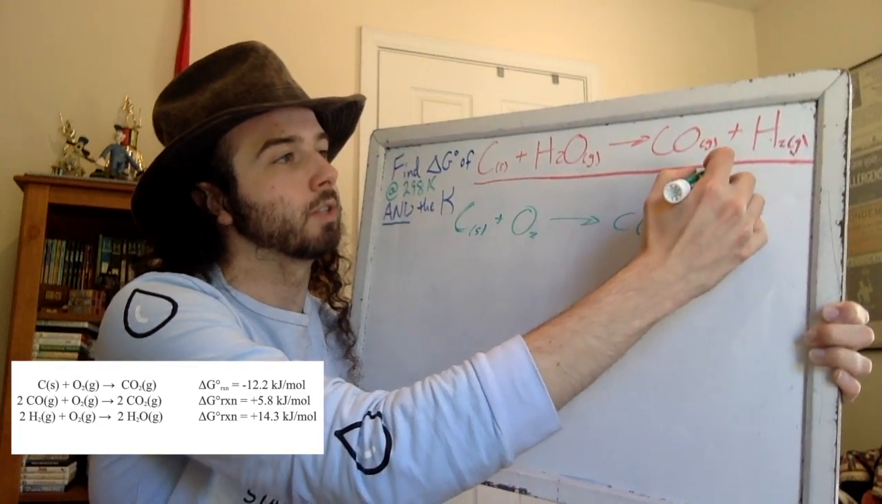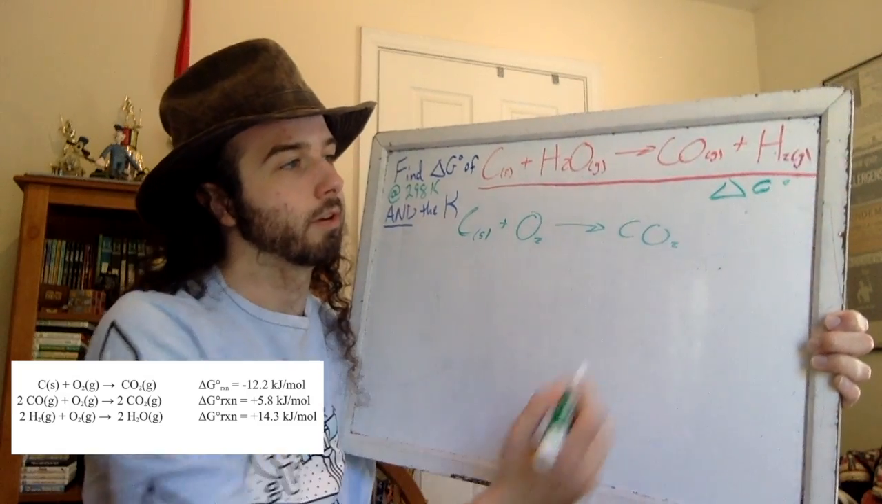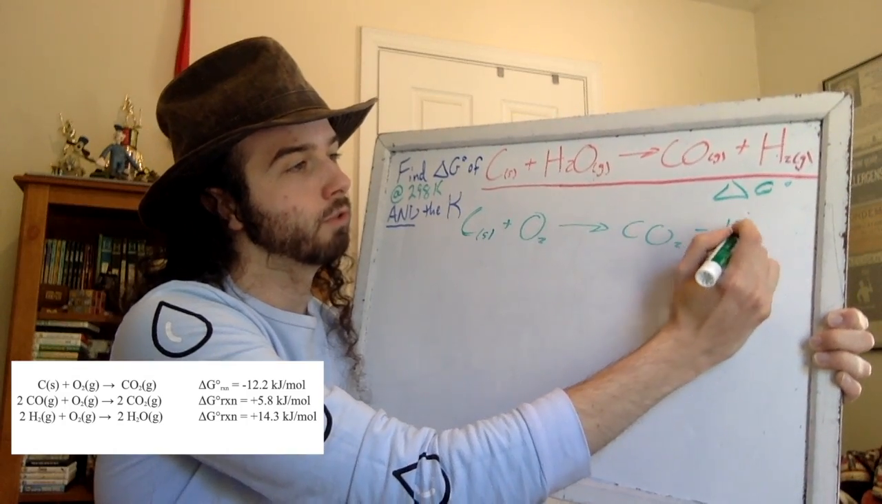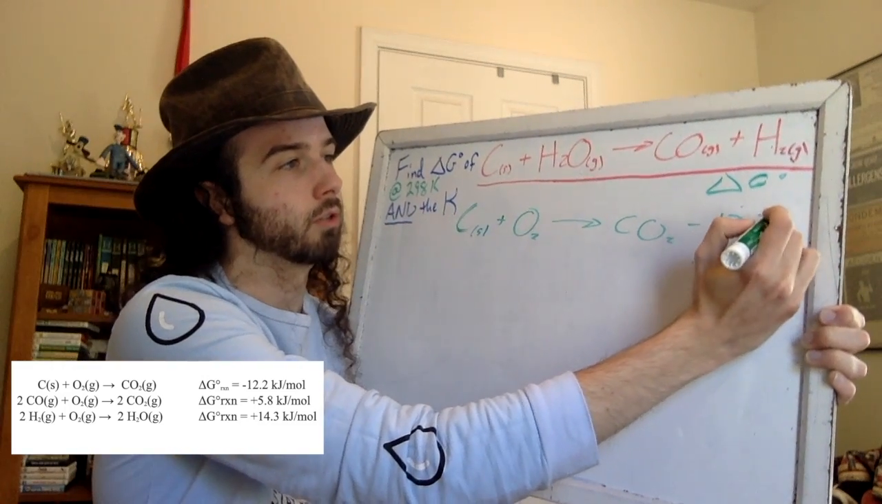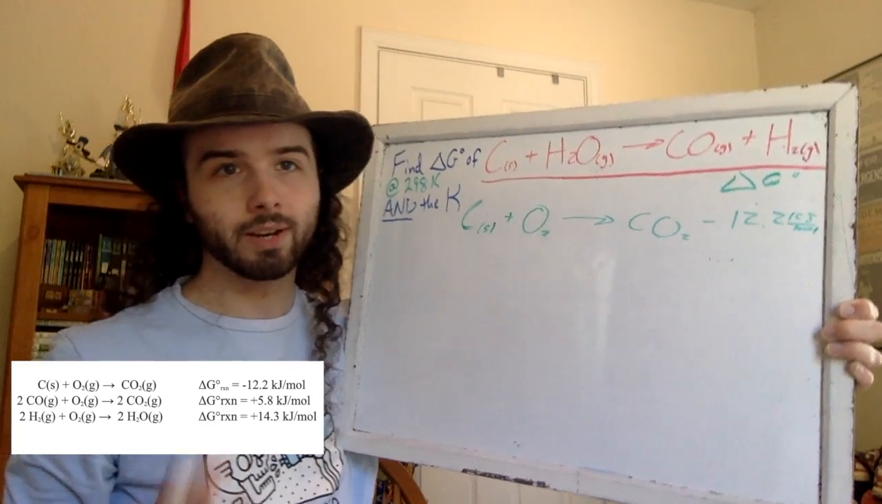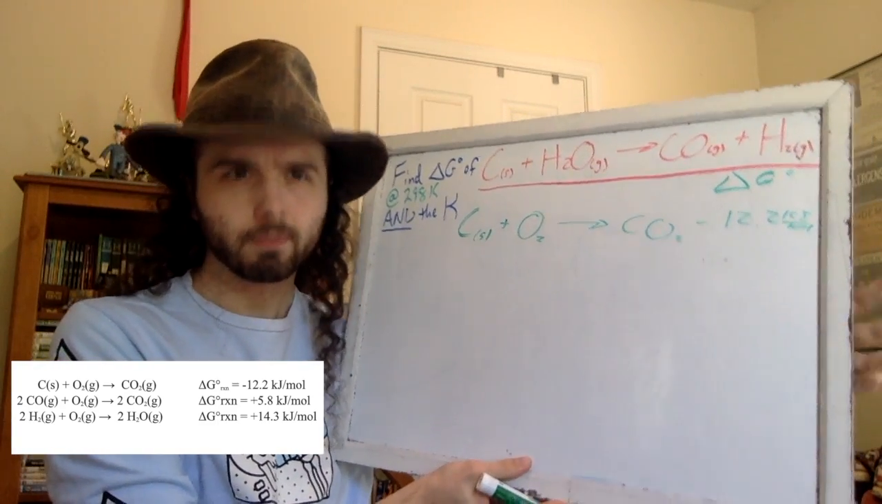I'm going to make a list of the delta G's over here, delta G naught for our reaction. And in this case, it is negative 12.2 kilojoules per mole. Okay, so we haven't had to mess with anything here. We're just going to write that one out because our carbon's in the right place. Let's look at our next equation.